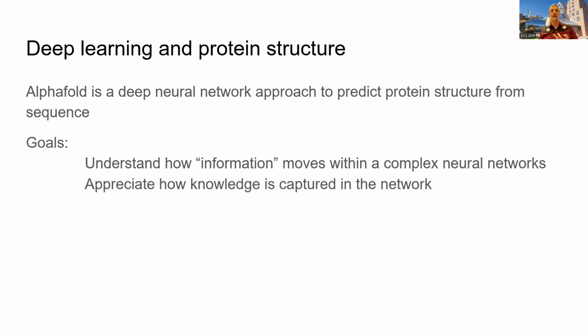How is that information passed around the neural network? And how do we take something like a protein sequence, that's the input to AlphaFold, and encode it in a way that makes it a suitable substrate for a neural network? Okay, so that's kind of the goal.